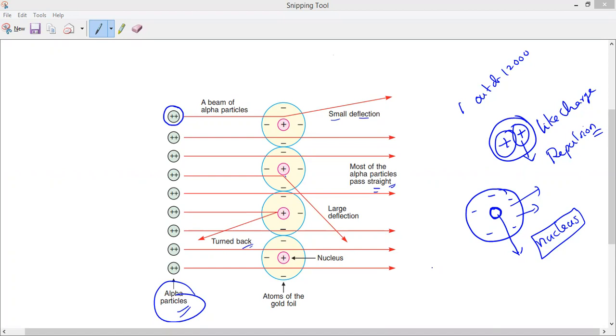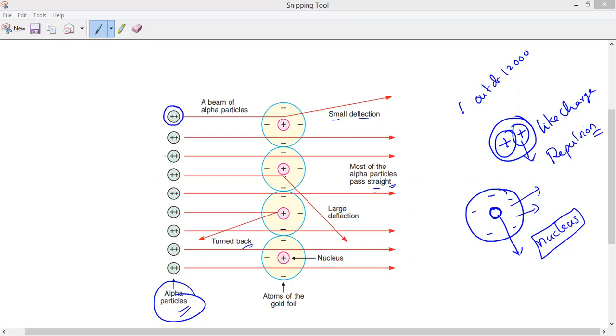All of you understood or not? Yes, sir. So 3 observations: small deflections, large deflections, and most of them are passing in a straight line. And 1 out of 12,000 particles, what did he notice, guys? It rebounded, or it turned back exactly. So that is what happens. So these are the 3 observations made by Mr. Rutherford during his alpha ray scattering experiment.